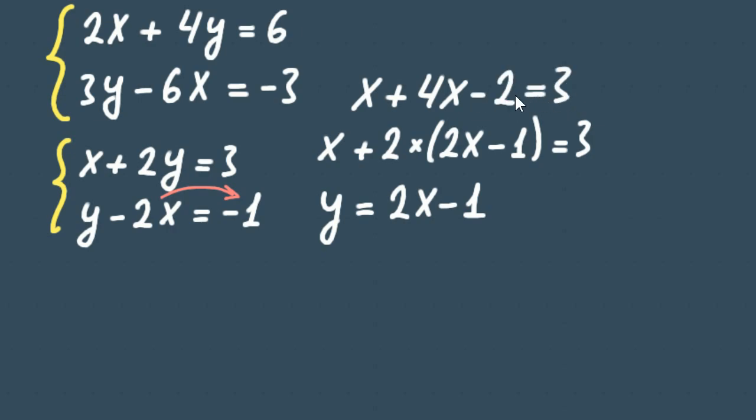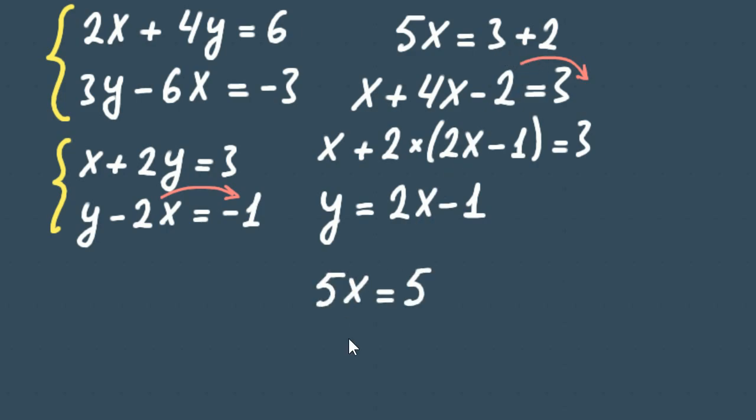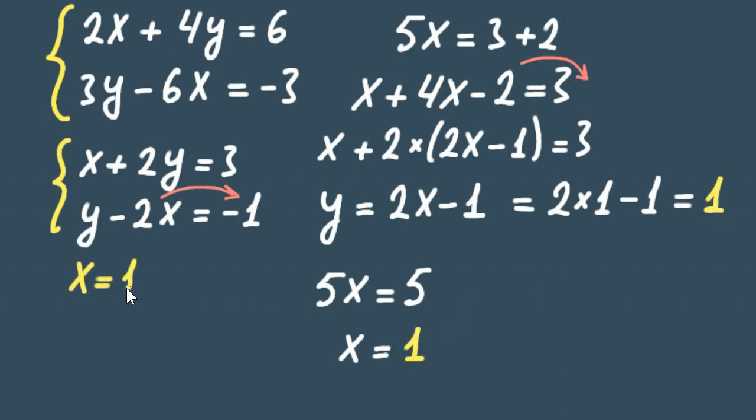I move negative 2 to the right side. In the left side, I add 4x to 1x. And I add 3 and 2. And get the value for x. I substitute this value in the expression for y. So I got the solution of the equation system. I suggest you do the check yourself. You need to substitute these values into our equation system and make sure that you get the correct equalities.